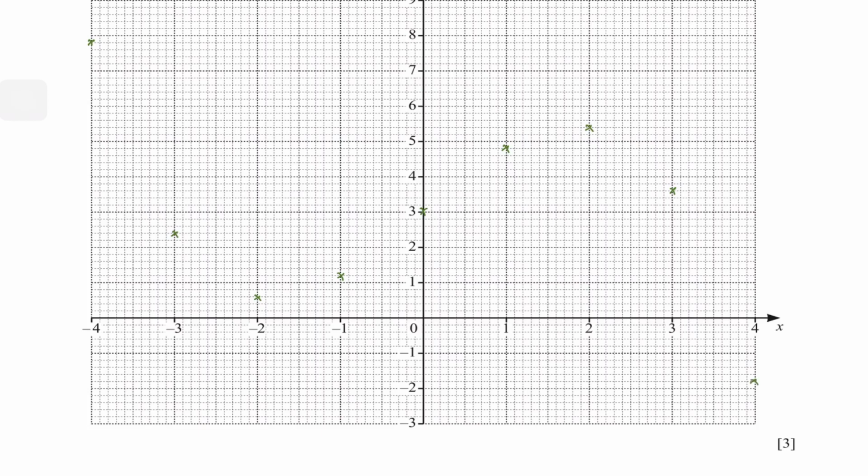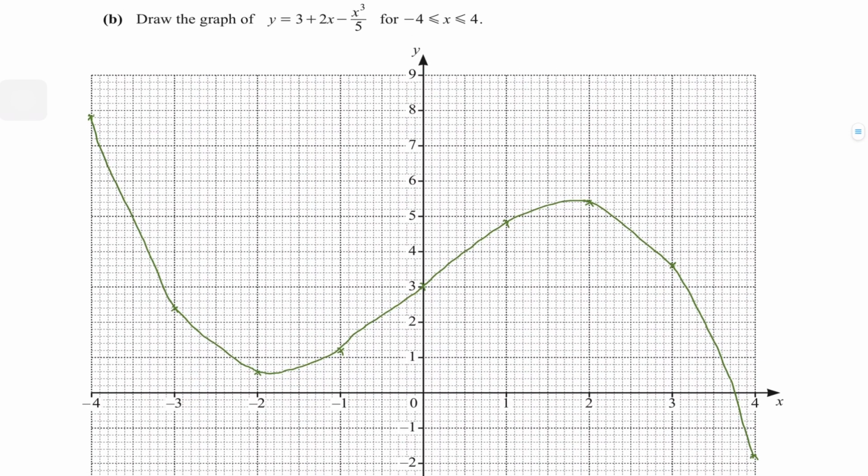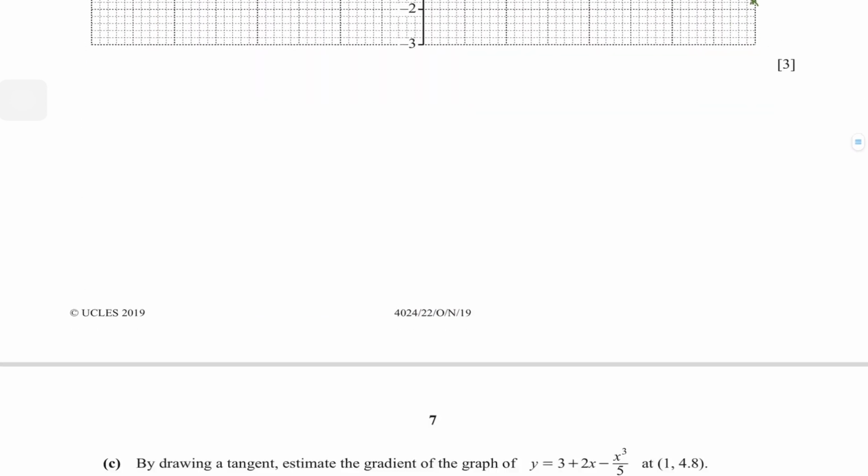Okay, so I'm going to join this with a smooth curve. I'm going to try and make it as smooth as it can be. So there you go, quite steep there. Okay, rising now. Let's keep on going. There you go. Okay, quite steep again. And there you go. So we have now drawn this curve, and we get 3 marks for that.